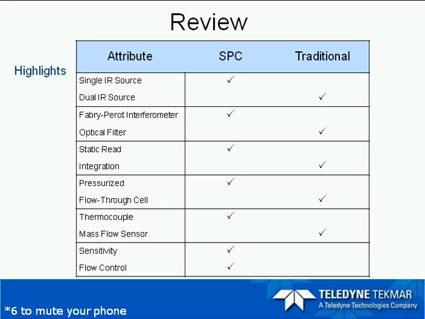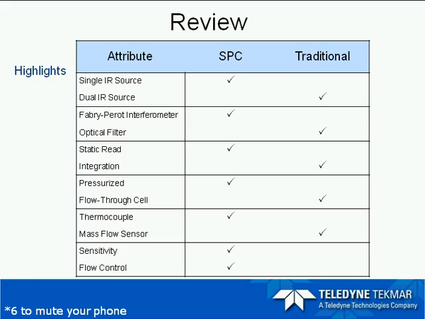Now, as a review between static pressure concentration, SPC, and traditional detectors, I want to just put this into tabular form. Once again, with SPC, you have a single source versus a dual source in traditional flow-through cell detectors. This means that if one source on the traditional flow-through cell goes out, then you're going to have problems with integration and errors in your calculations, or that is not possible with the SPC.